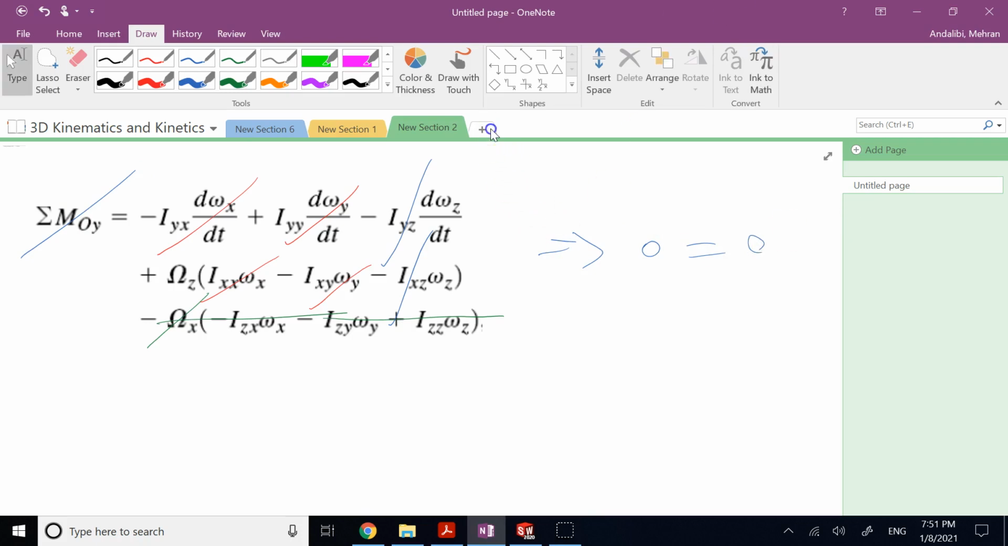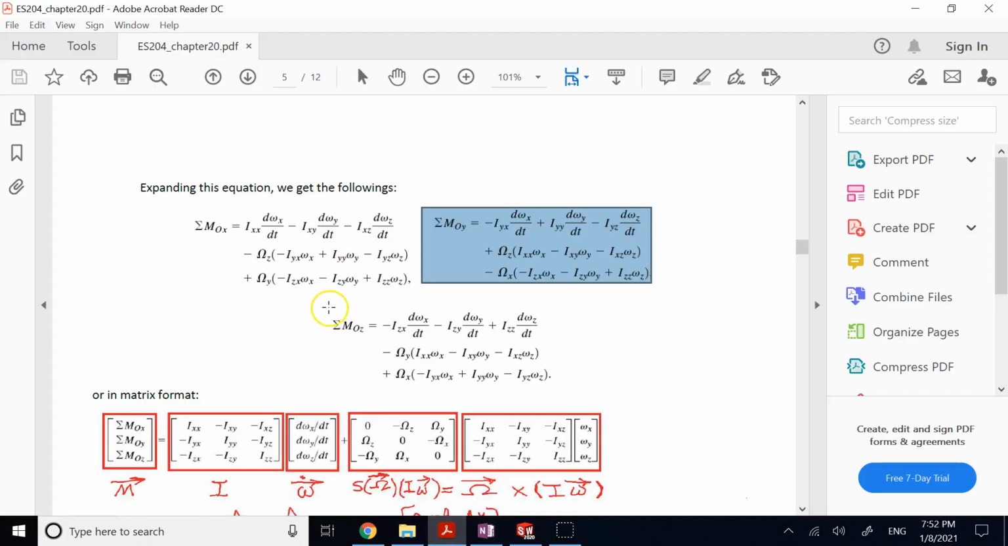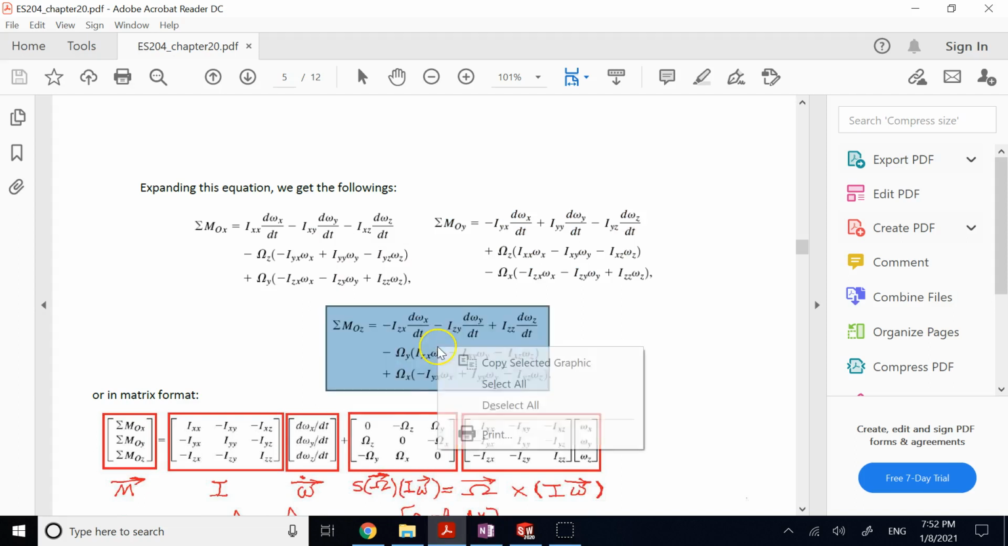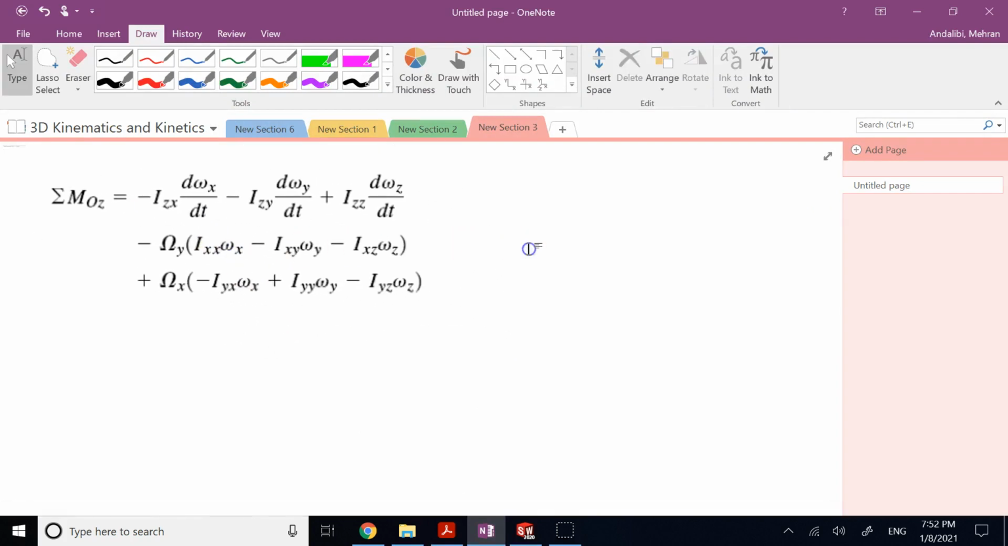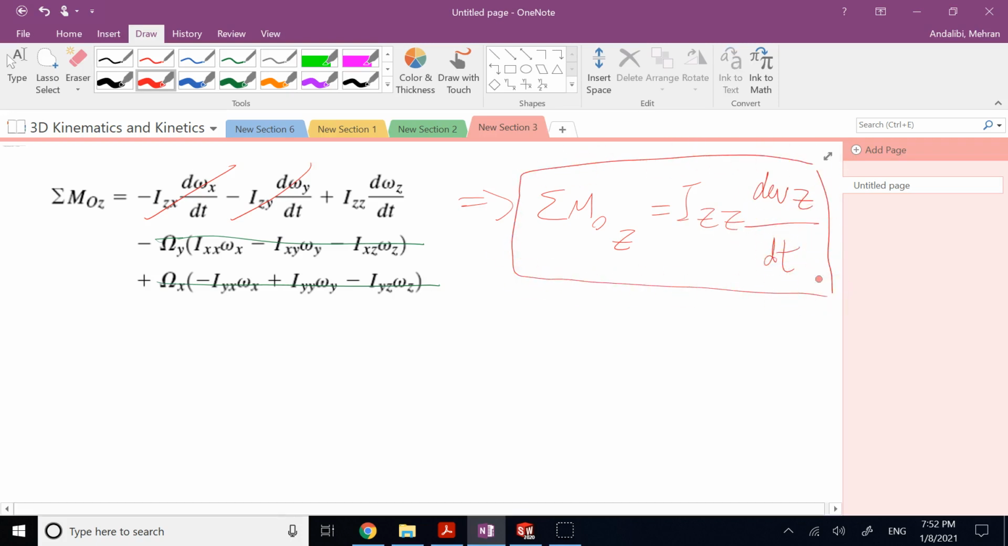And finally, we have this case. What about this? Again, remember that omega x and omega y are both 0, cap omega x and cap omega y as well. So this whole thing is 0 and this whole thing is 0. And since Ixz and Iyz are 0, this is 0. Now here Izz and omega z can be non-zero, and Mz can be non-zero. So that's what you get. Sum of moments about Oz is equal to Izz times d omega z over dt, which is what I said. Correct? So only this comes out of it.